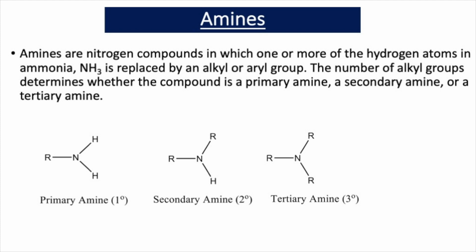Now, in our previous video, we learnt that amines are nitrogen compounds in which one or more of the hydrogen atoms in ammonia, NH3, is replaced by an alkyl or aryl group. The number of alkyl groups determines whether the compound is classed as either a primary, secondary, or tertiary amine. For example, in a primary amine, there is one alkyl group attached to the nitrogen and then two hydrogens attached to this nitrogen. In a secondary amine, we have two alkyl groups attached to the nitrogen and then a nitrogen bonded to a hydrogen. And in a tertiary amine, all three of the hydrogens in ammonia have been replaced by alkyl groups.